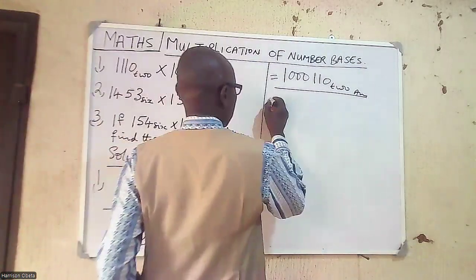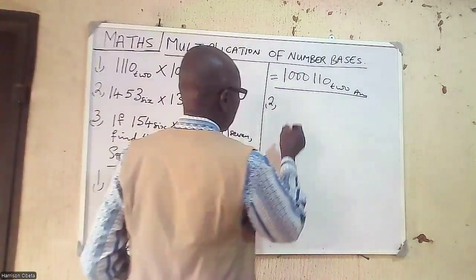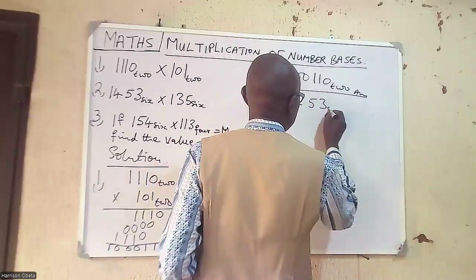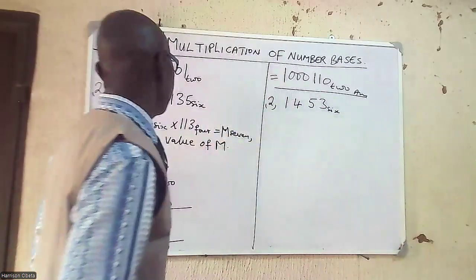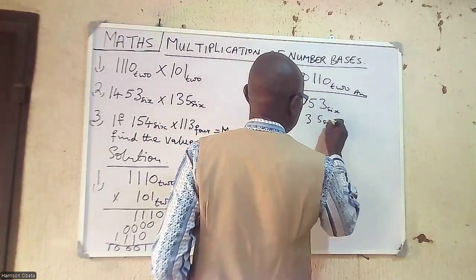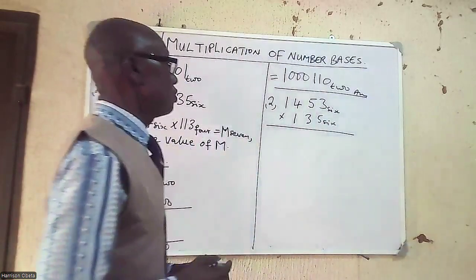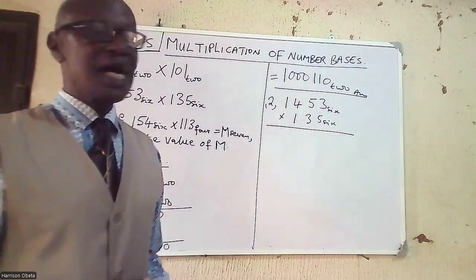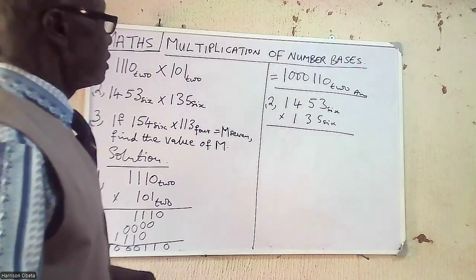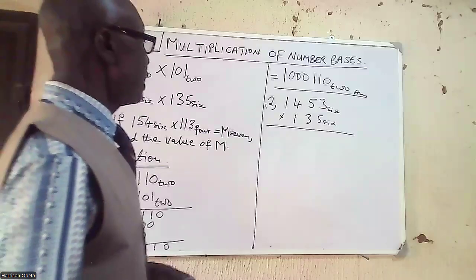Then we are going over to number 2. In number 2, we have 1, 4, 5, 3 base 6. We're multiplying by 1, 3, 5 base 6 also. So to multiply, you have to pick each of the values to multiply. And as you are multiplying, you have to be checking the number of 6 we can get out of it, since the base is 6.